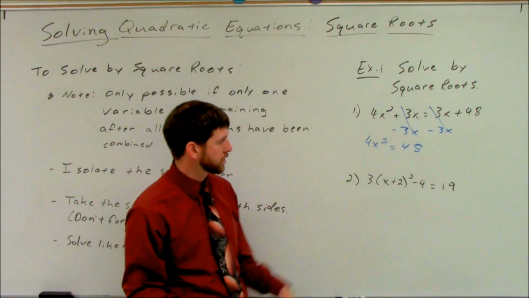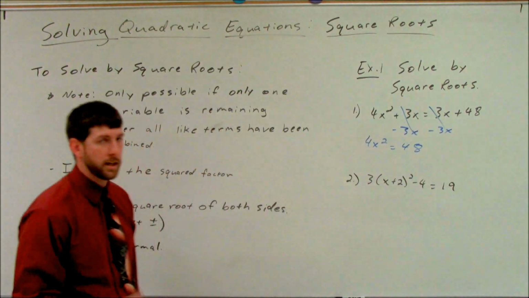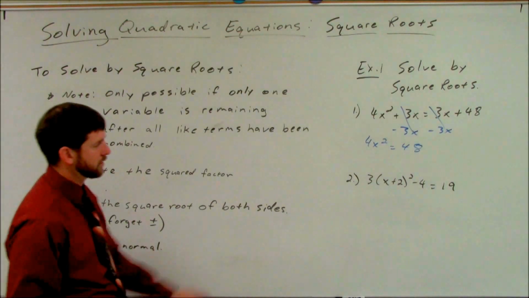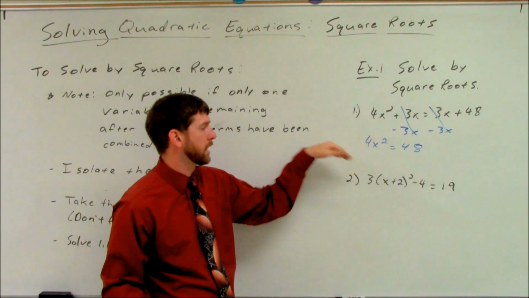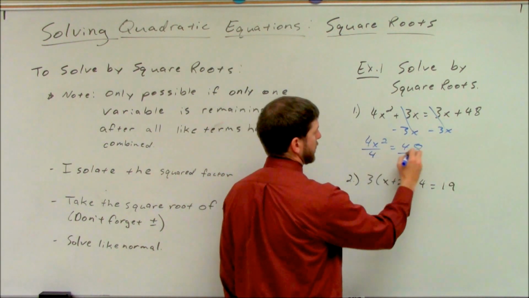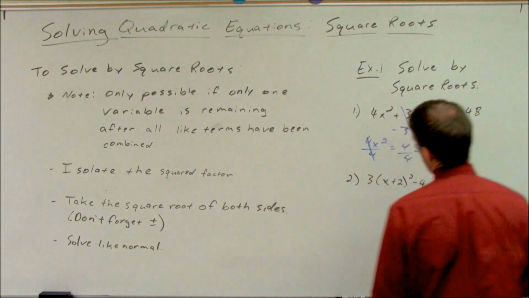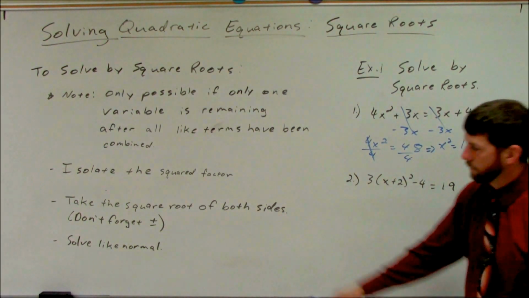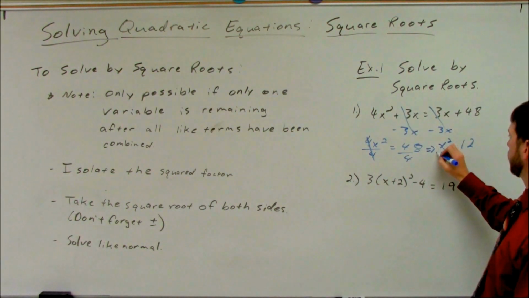So after combining like terms, I have one variable remaining. It happens to be a square. So I just go through my steps. Isolate the squared factor. So I've got x squared. I need to get rid of that 4 that's on it. So we need to divide that 4 away. So I get x squared equals 12, and then we take the square root of both sides.